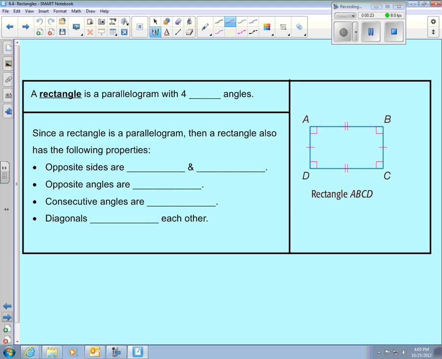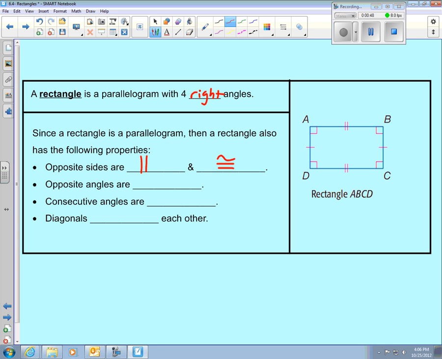So a rectangle is a parallelogram with 4 right angles. We know that right angles are in rectangles. Since a rectangle is a parallelogram, then a rectangle also has the following properties. So think back to your 6.2 through 6.3 properties of parallelograms notes. Opposite sides are both parallel and congruent.